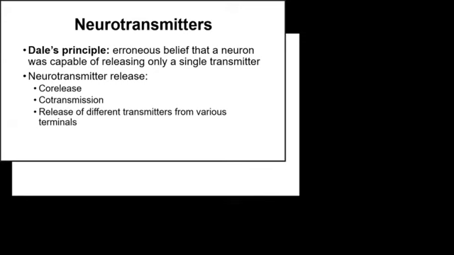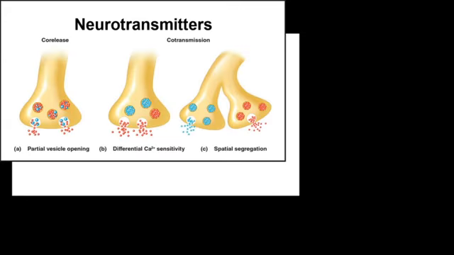And for this one, I'm actually going to go to the visual slide to talk about it because I find that a little bit more helpful here. So we have our partial vesicle opening is what co-release is. And so with co-release, you can think of it as being 2 different neurotransmitters co-housed. They are taken in the same place and they are released from the same vesicle.